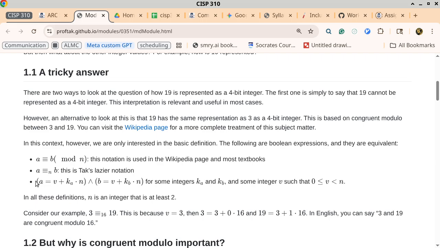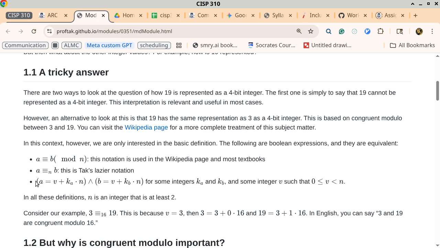-3 and 13 are congruent modulo 16, which means they are kind of the same thing. When you only have 4 bits, it can represent -3. It can also represent 13. Okay, are we okay so far?